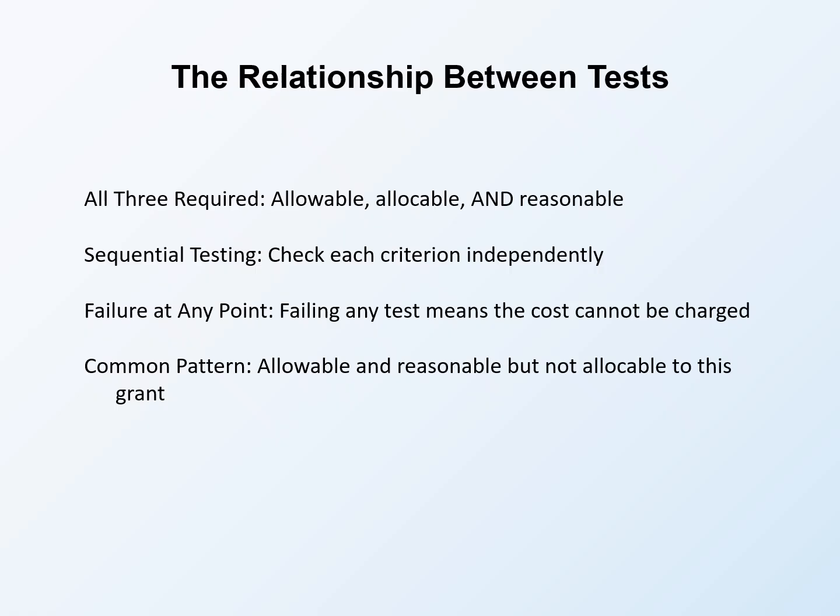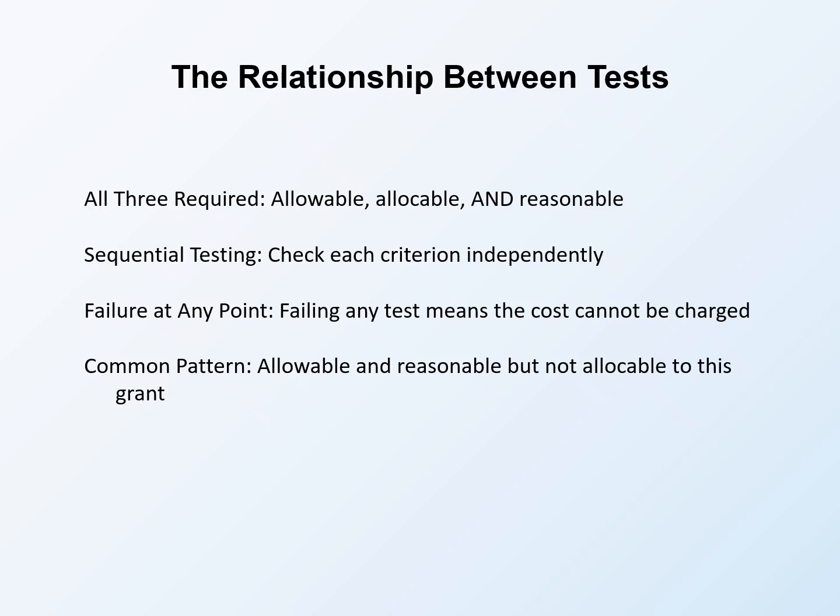You can approach the test sequentially, checking each criterion independently. Ask first, is this type of cost allowed? If yes, ask, does this cost benefit my project? If yes, ask, is the amount reasonable? A no answer at any point means the cost cannot be charged. The order does not matter. What matters is that all 3 tests are passed.